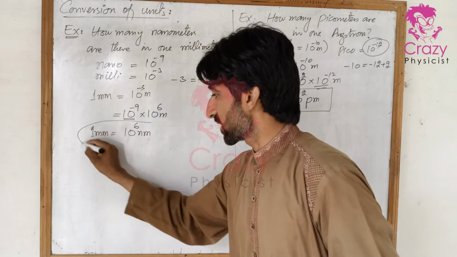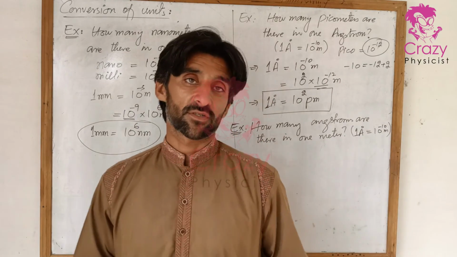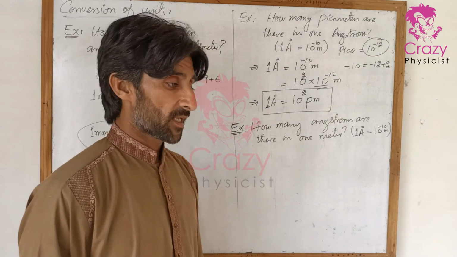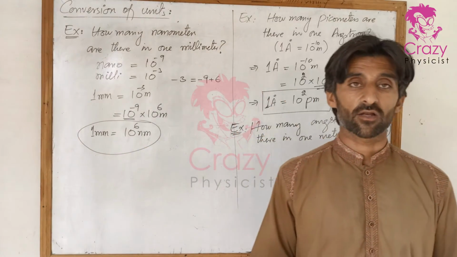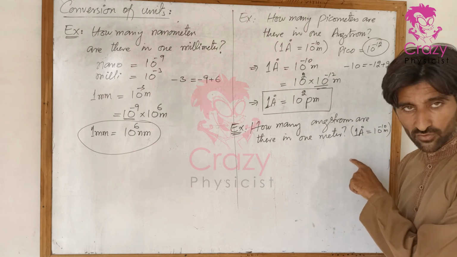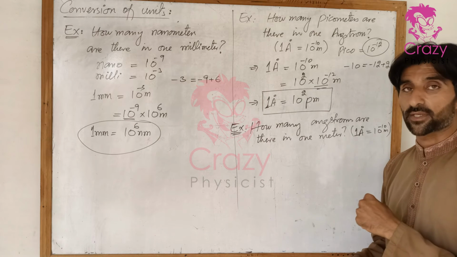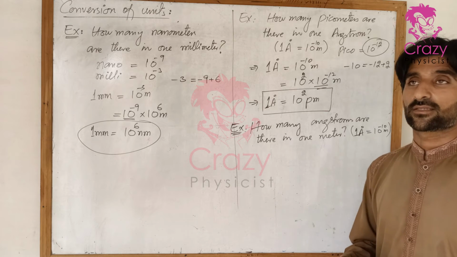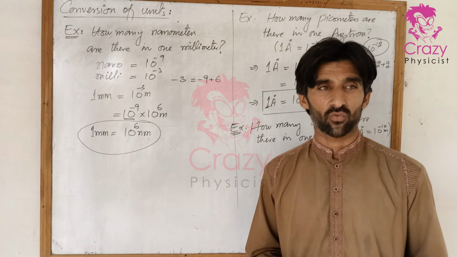Exactly like this, 1 millimeter is written in terms of the nano. Sometimes the question is like this: how many angstroms are there in 1 meter? We have the value that 1 angstrom is equal to 10 to the power minus 10 meter. Students are always confused here, because we need 1 meter and how many angstroms are there in 1 meter. So there is more confusion about how we can do it.